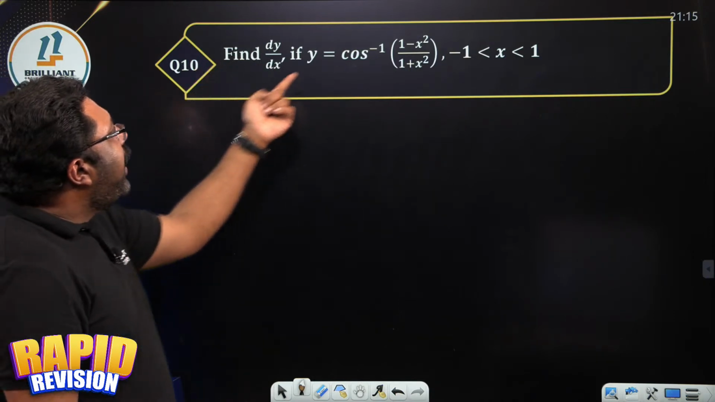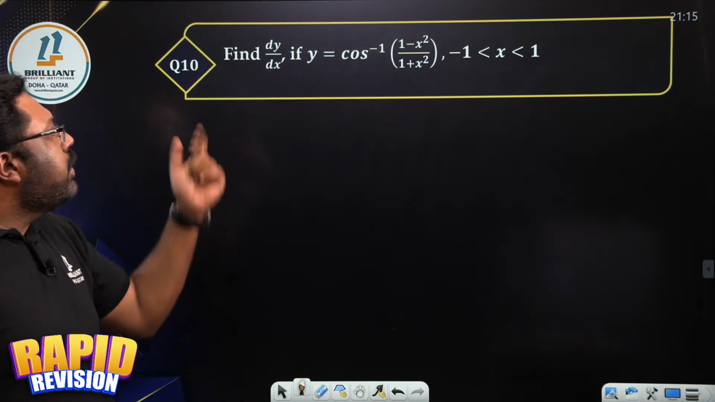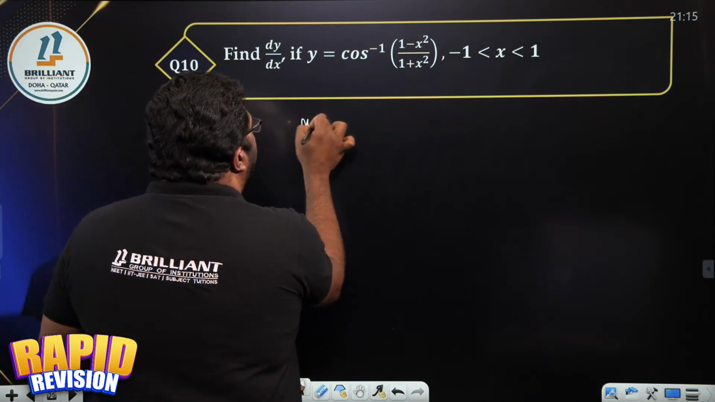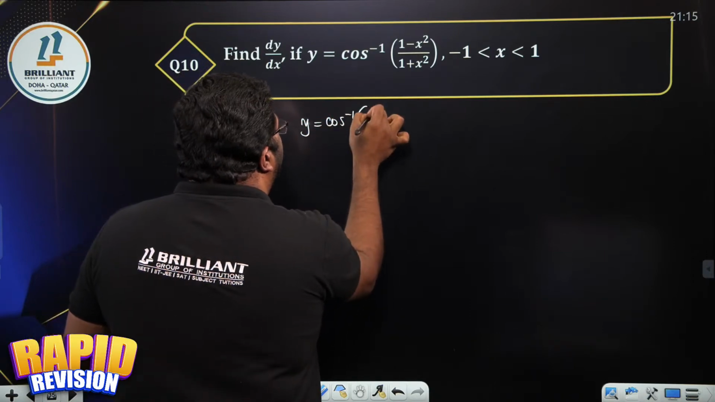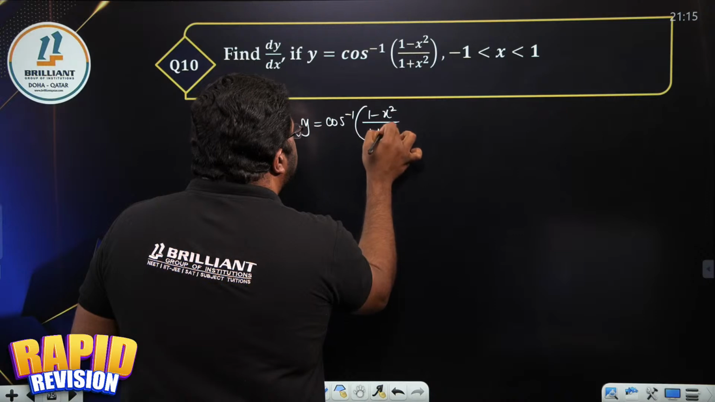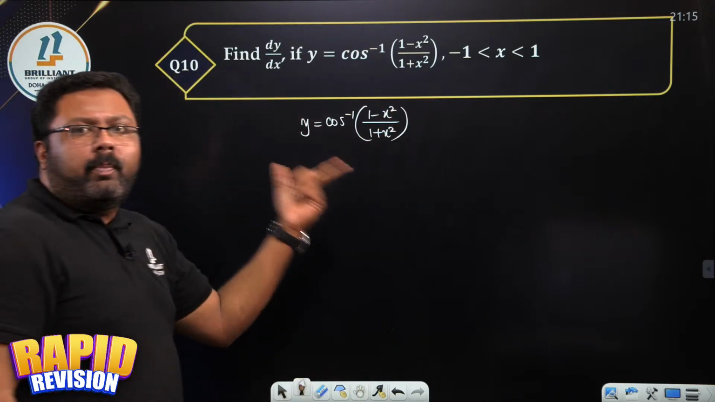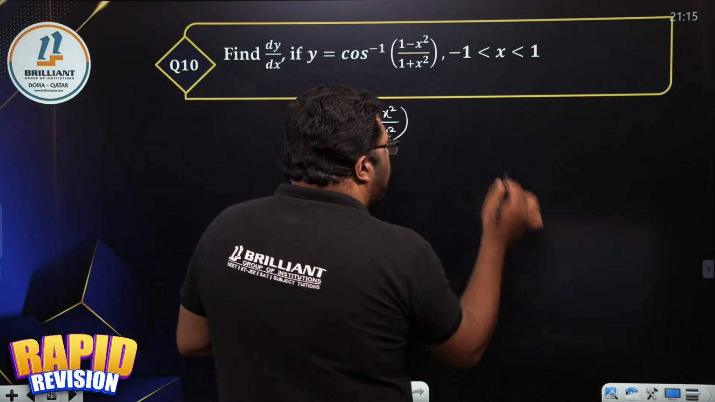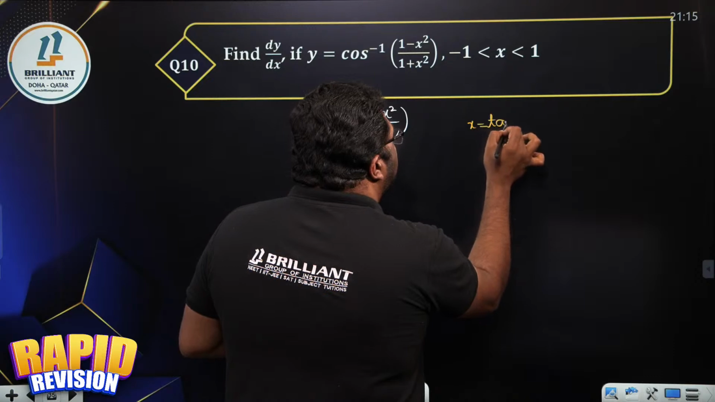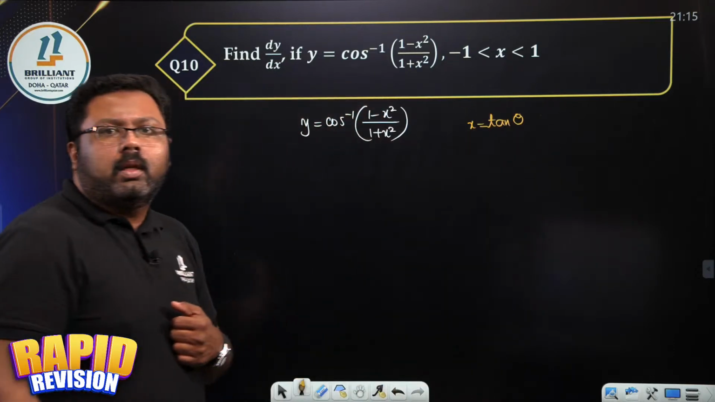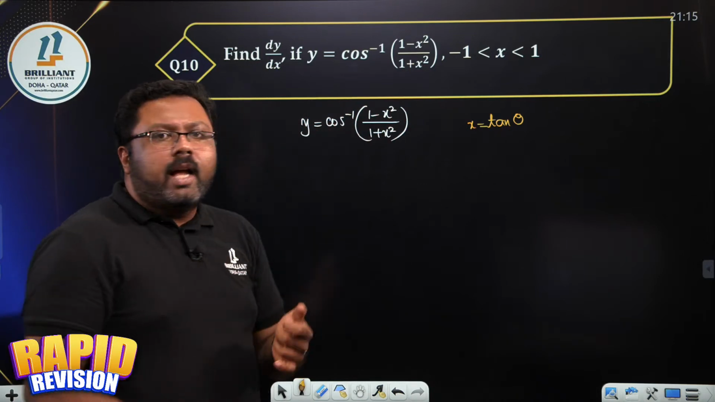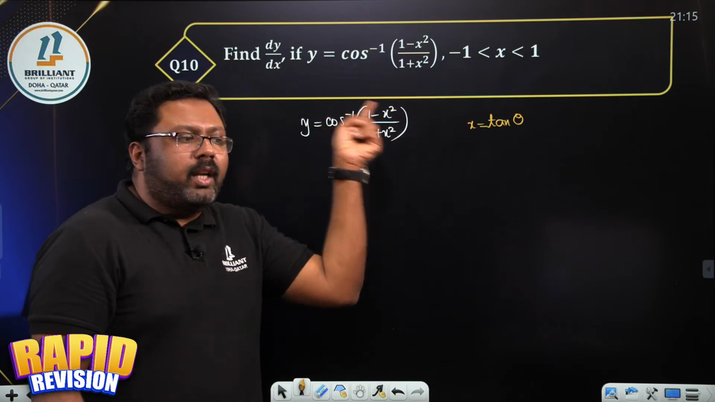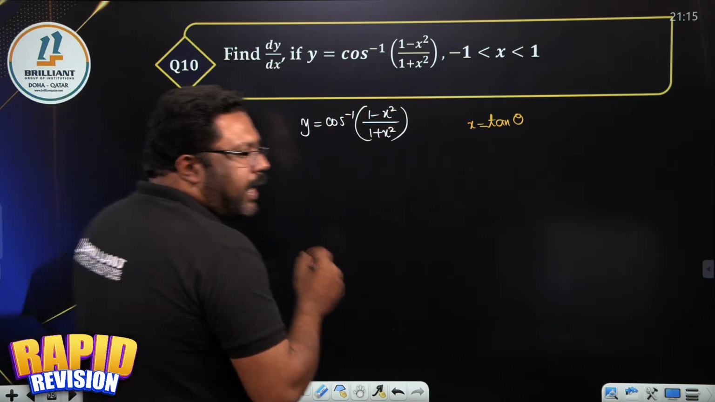Standard question. Find y is equal to cos inverse of (1 minus x squared) by (1 plus x squared). Find dy by dx. Whenever a question of inverse trigonometry comes, make substitutions which make it look like a trigonometric formula. I would like to make a substitution here: x is equal to tan theta. Substitutions should be made either as sine theta, cos theta or tan theta, which will give you a trigonometric formula. Put x is equal to tan theta.